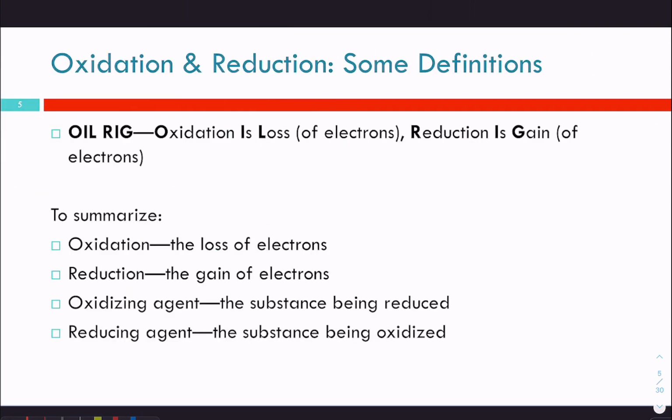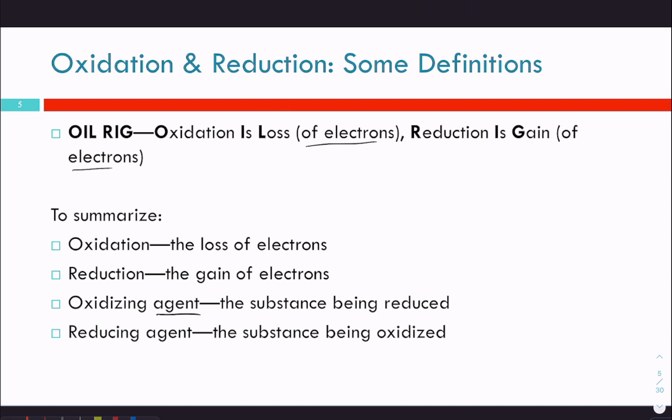So we talked about this mnemonic, OIL RIG, not an acronym. Oxidation is loss, reduction is gain, implying the loss of electrons and gain of electrons. So if you have an oxidation, that's the loss of electrons. If you have an oxidizing agent, that means it's oxidizing something else. It's an agent of oxidation. It's like the Joker was an agent of change. Was that in Batman? So causing change to come about somewhere else.